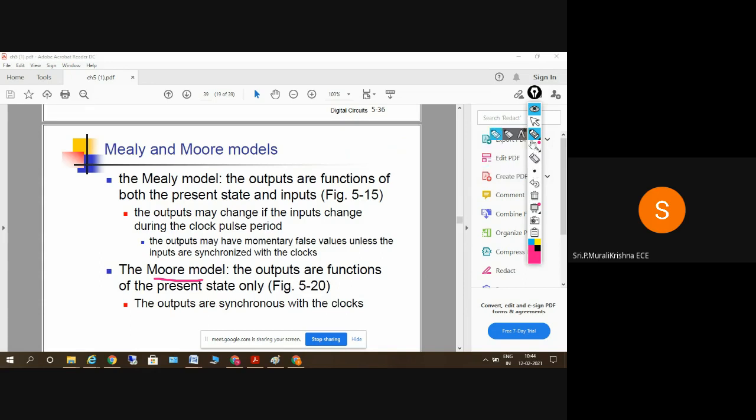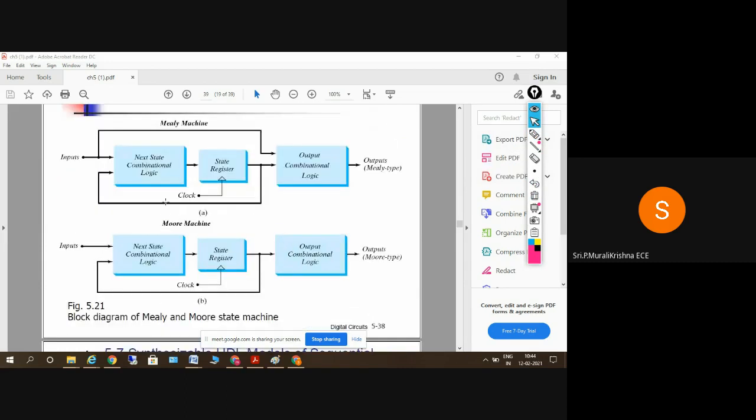So diagrams will be like this. Combinational logic, the state registers here. The main thing is that inputs decide the outputs here, and you can see that in the Moore model this line is not there. Inputs are not involved in the output logic, so that is a Moore type of output. These are block diagrams of Mealy and Moore models. You can take these diagrams.